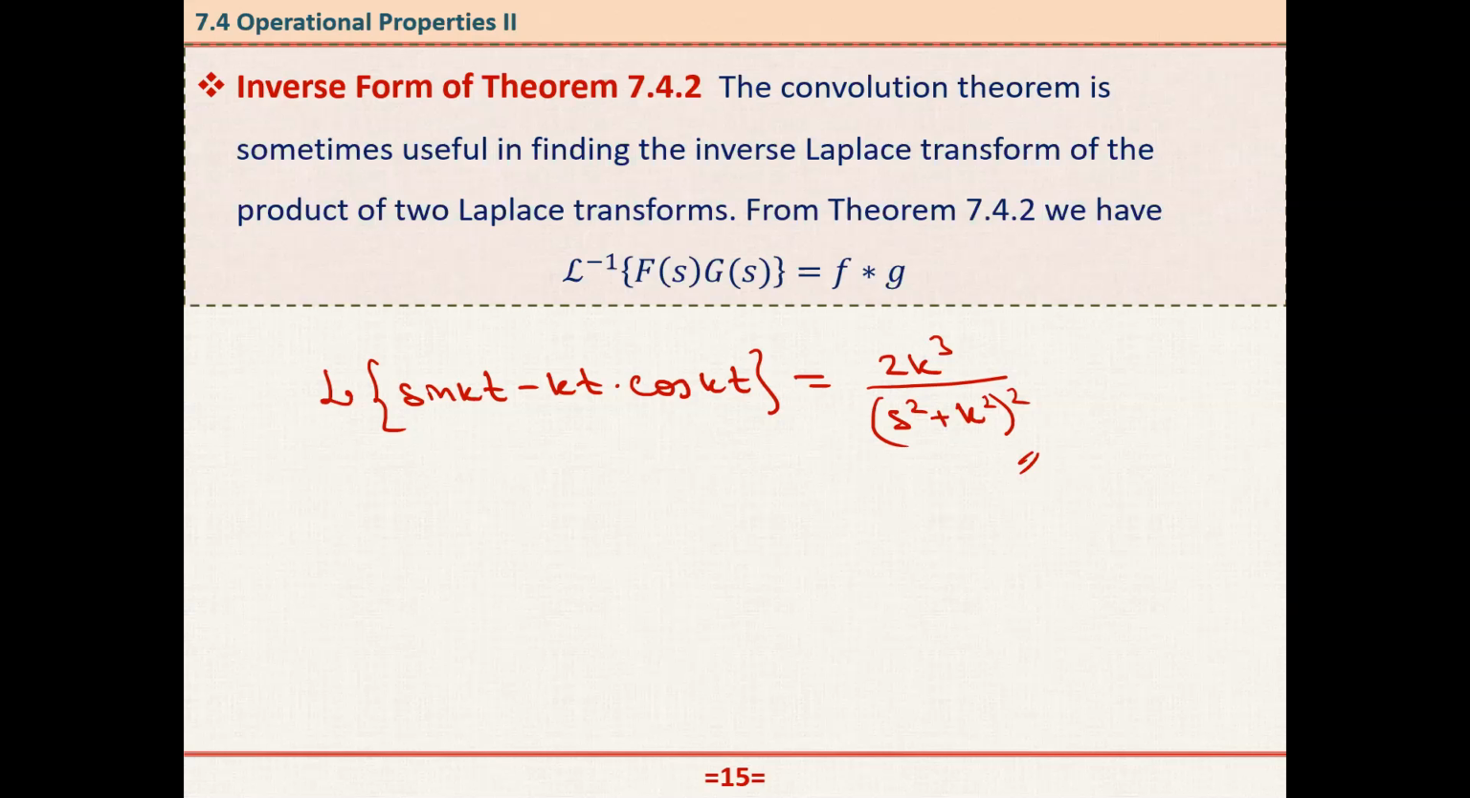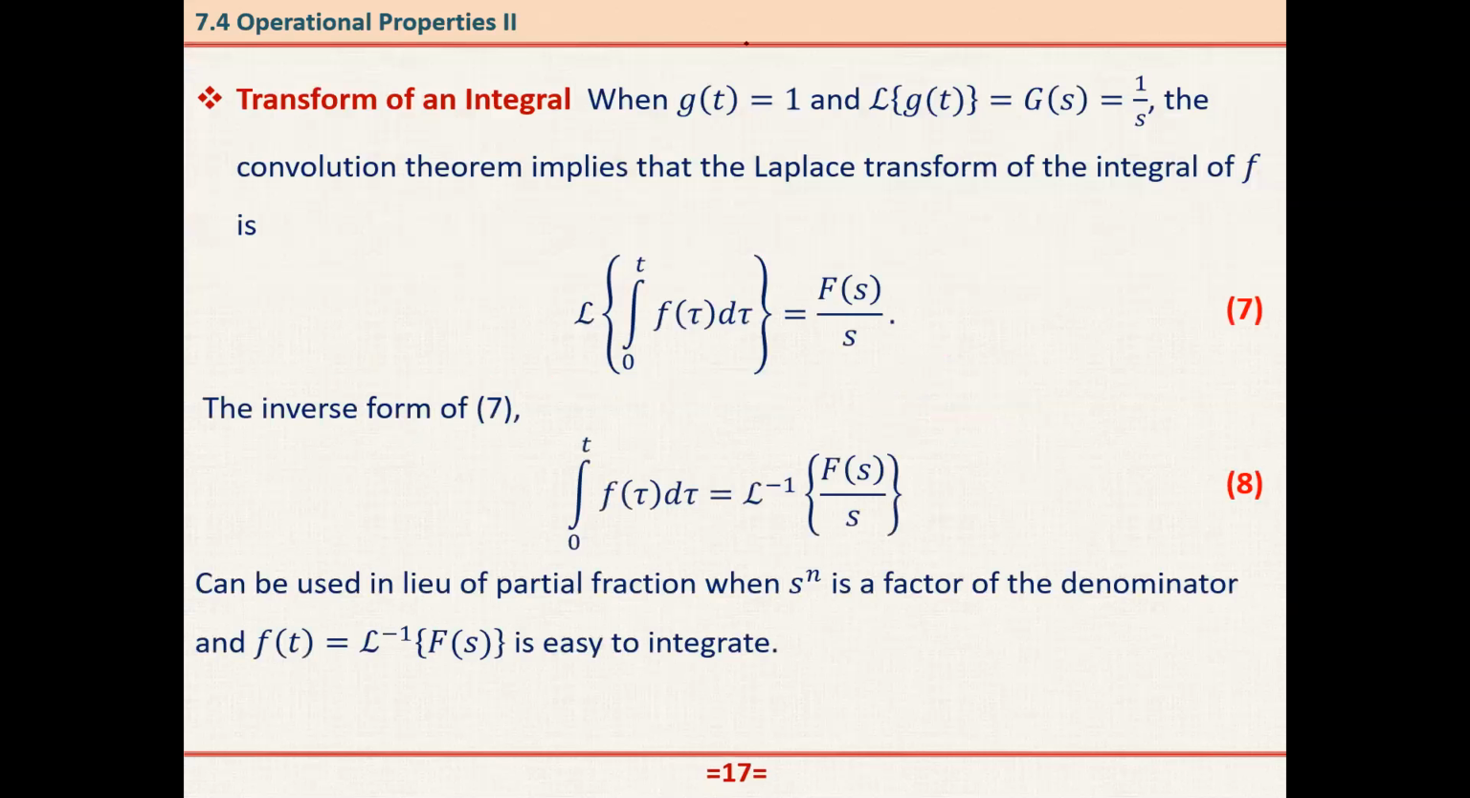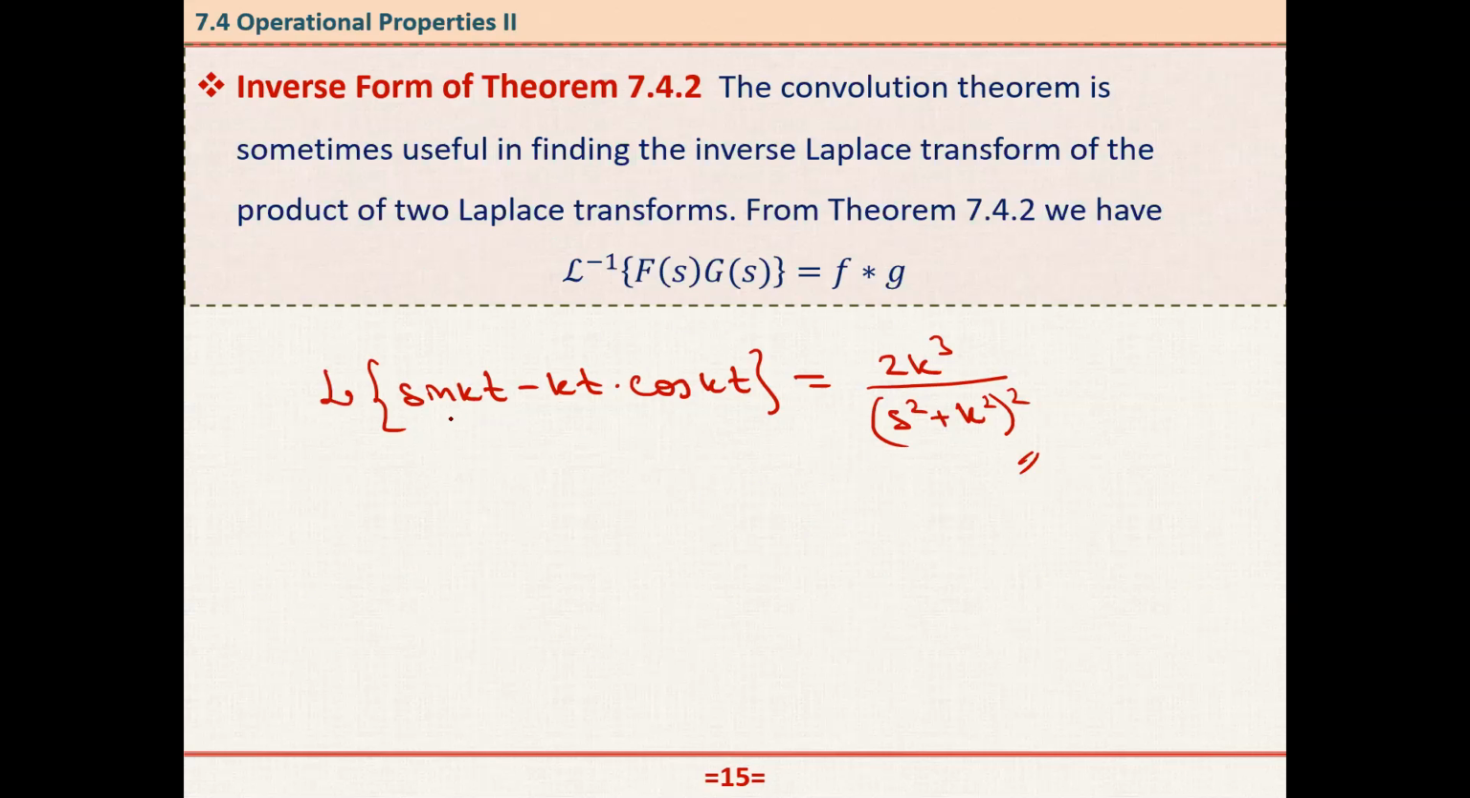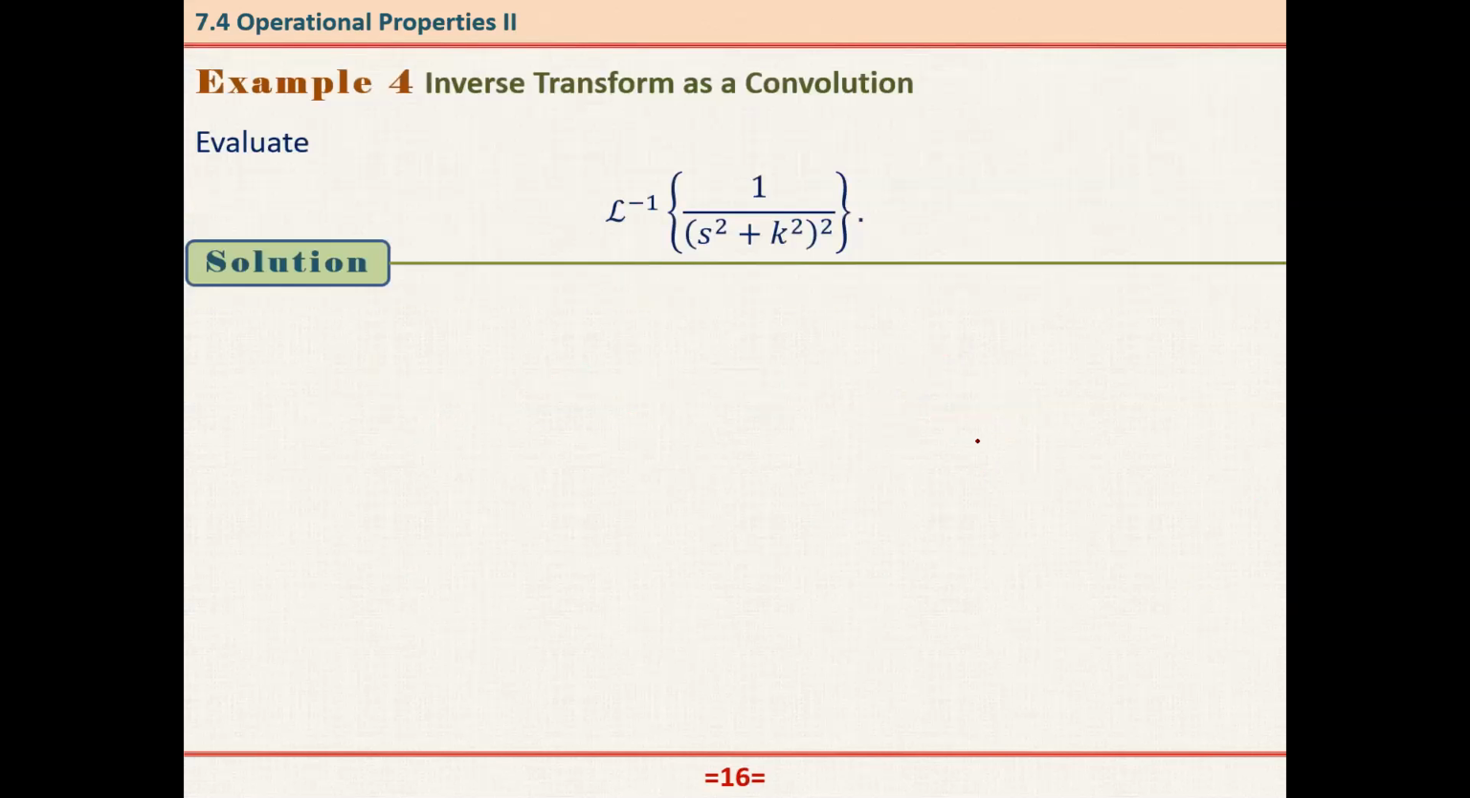And we have seen this example earlier. We know that the Laplace transform of the function on the left is equal to 2k cubed over s squared plus k squared, squared. Anyway, now let's consider this example. As an example, let's say we are given this. Here our F of s is equal to 1 over s squared plus k squared, squared.